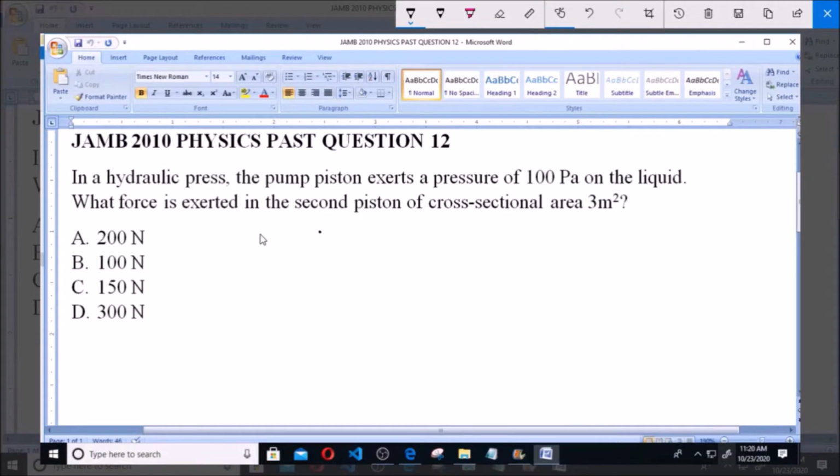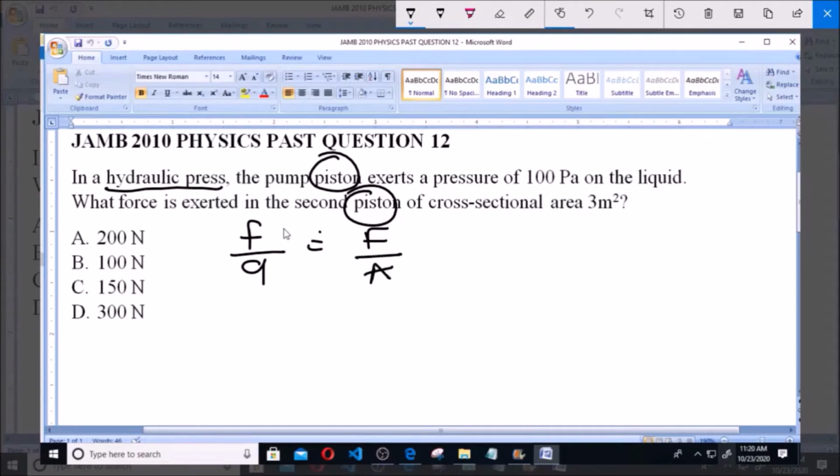So we are looking at a hydraulic press, and a hydraulic press has two pistons, the pump piston and the second piston. Now, for a hydraulic press, the force over area, force per unit area, that is the pressure exerted by the pump piston, is equal to the force over area, the pressure of the second piston.